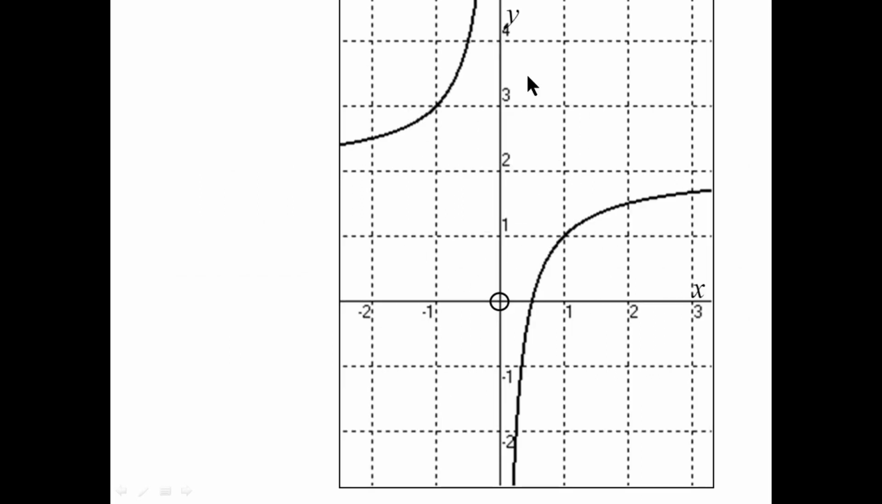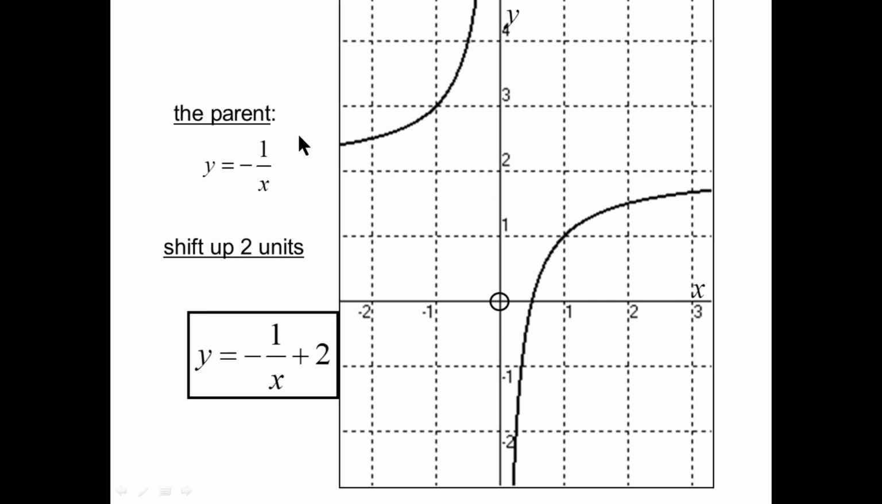We recognize the parent, once again, as the negative 1 over x function because of the location of the 2 branches of the function. So there's the parent, y equals negative 1 over x. Now, the y-axis is the vertical asymptote of this, but the horizontal asymptote is y equals 2. It goes across here like this. So we're going to have to shift up 2. We'll have to take this parent and shift it up 2 units, which means put a plus 2 on the end. And we've identified another one.